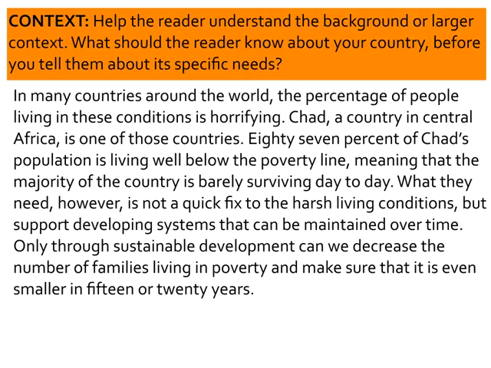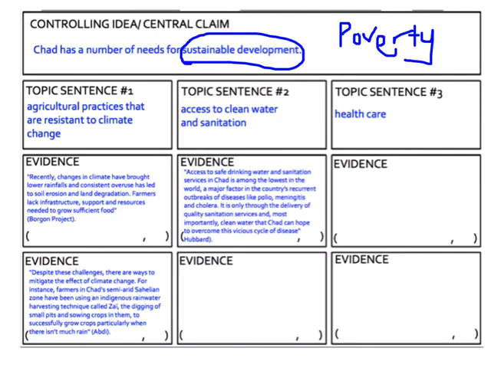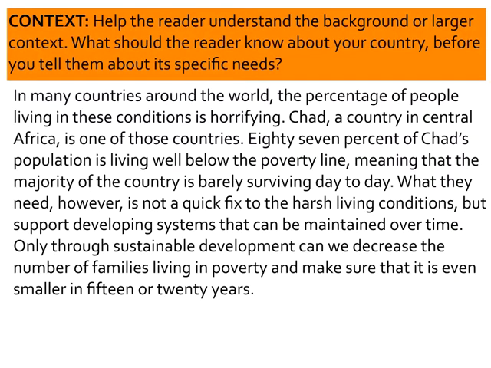So what I want you to do right now is pick up from the end of your hook and start writing your context. Think about, what does the reader need to know to really understand your controlling idea and the specific needs? What does the reader need to know about your country? Do they need to know about the geography? Do they need to know about how many people are living in poverty? Do they need to understand a definition that's going to be in your controlling idea? Get started writing your context.